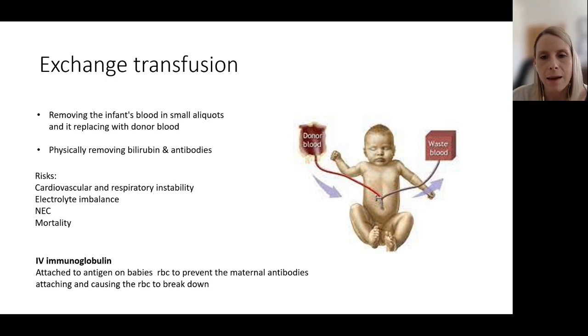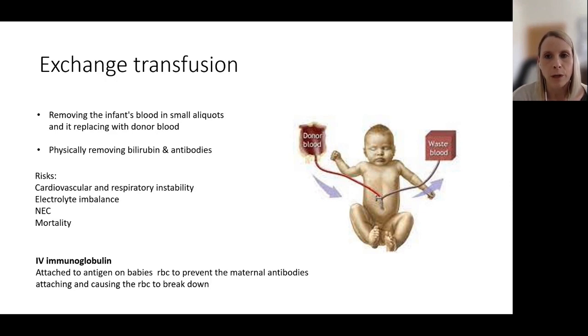There are risks associated with the procedure in that because we're removing blood and putting in blood, we get shifts in volume. So the babies can have some cardiovascular and respiratory instability. They can get some electrolyte imbalance. And it has been associated with some ischemic changes in the gut and also mortality. So it's not without its risks. But sometimes babies who have severe forms of hemolytic disease of the newborn do need to have an exchange transfusion.